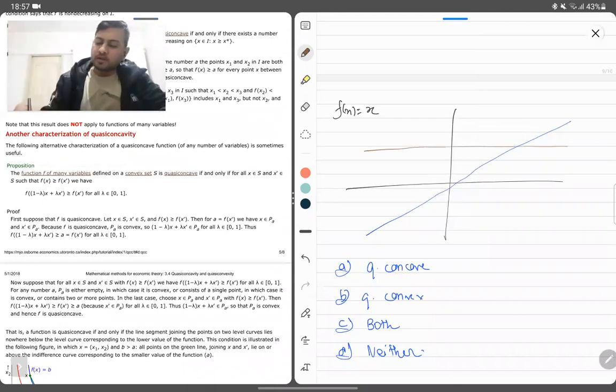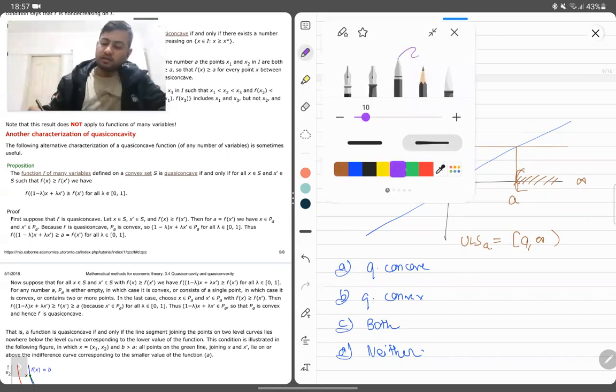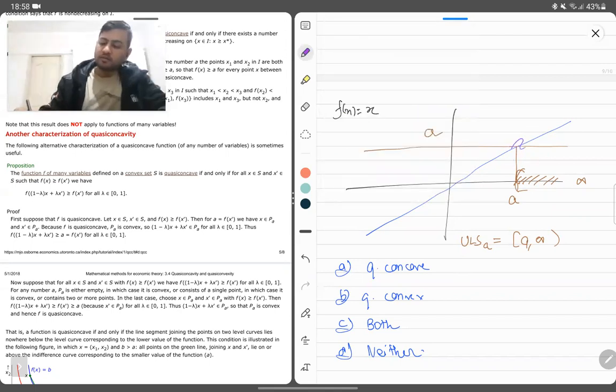कोई भी upper level set ले लो A. So what will be the upper level set? A to infinity, right? So ULS for any level A will be equal to A to infinity, which is convex. ठीक है, अब lower level set ले लो इसी का. Lower level set क्या होगा? All values where function is taking value less than A. So lower level set for any value A will be equal to negative infinity to A. Now they are both convex.